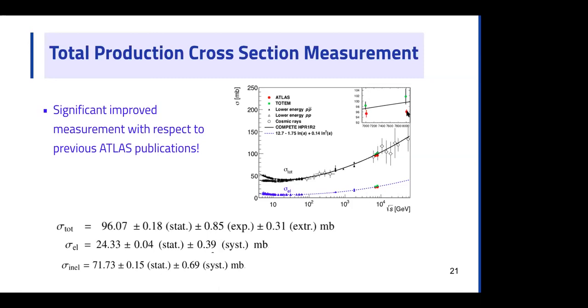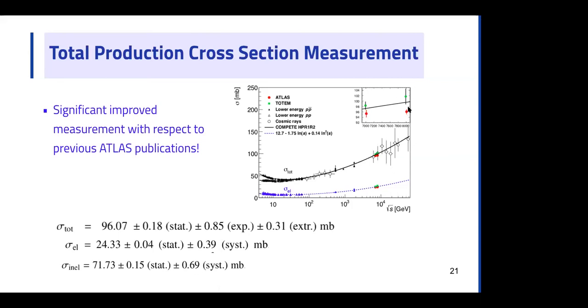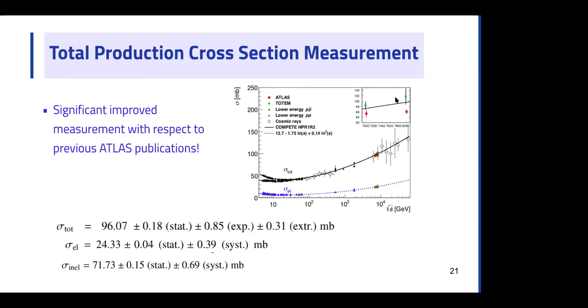Yes, for the total cross-section, I think they measure also the elastic cross-section, but with a different method. I'm not 100% sure about how they did their measurement. I cannot tell, but I think these measurements were also done. They may have more data to improve these measurements. But I'm not sure. I'm 100% sure that they use a different method. This is for sure.